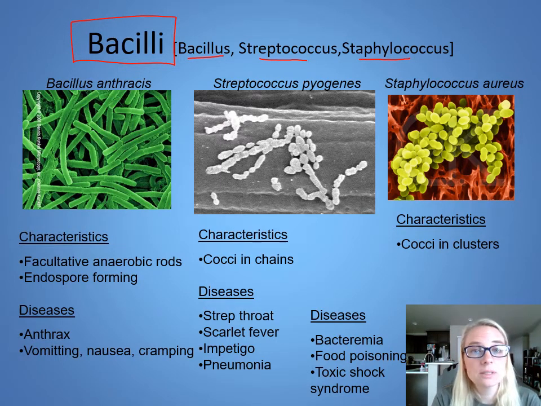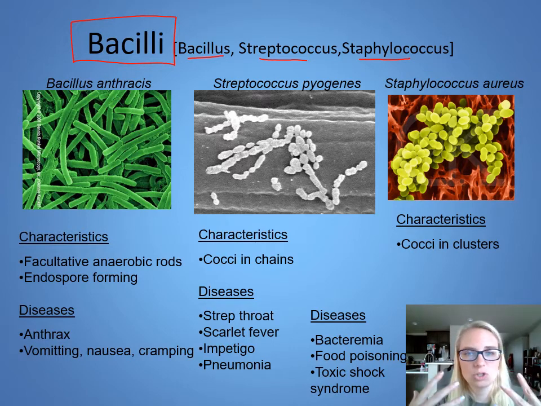For Bacillus, some of their characteristics: they can be facultative anaerobes, which means they can live with and without oxygen. They're rods in shape. They can produce endospores, so they're the other endospore forming genus. They can produce diseases like anthrax, so the Bacillus anthracis, there's a picture of that there. And some other diseases, just general infection like vomiting, nausea, cramping, those types of things.